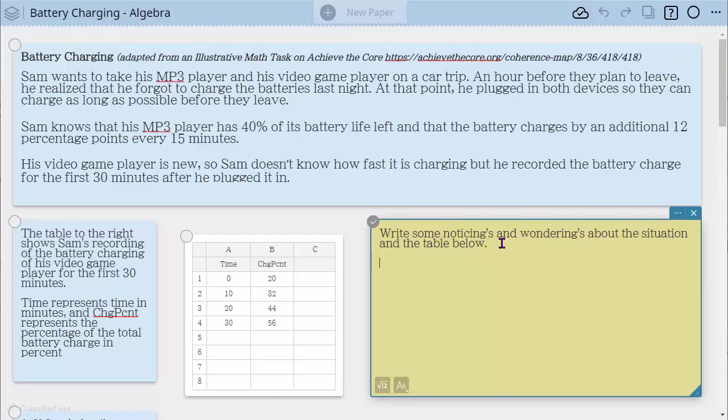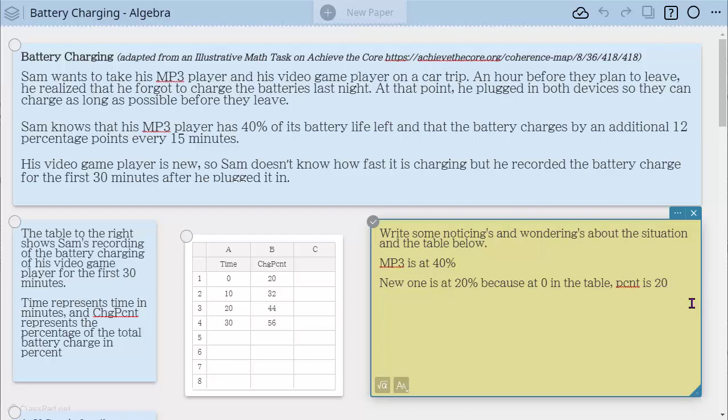So let's say maybe they notice the MP3 is at 40% already. The new one is at 20%. And how do they know that? Because at 0 in the table, percent is 20. So it's interpreting a table right away. So we have verbal interpretation up here about the MP3 play. We also have a table interpretation. So right away we've already started them thinking about different things.